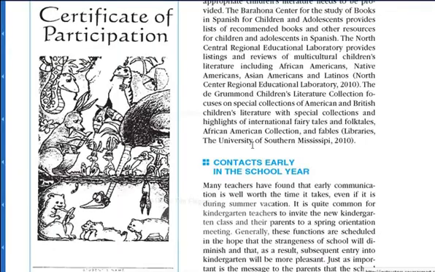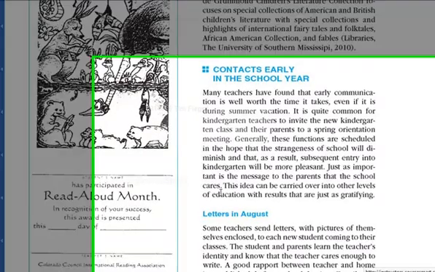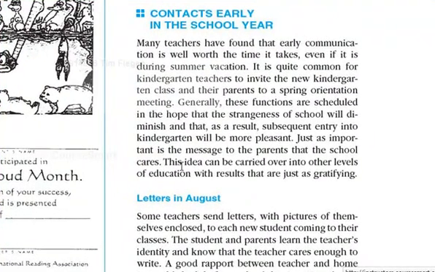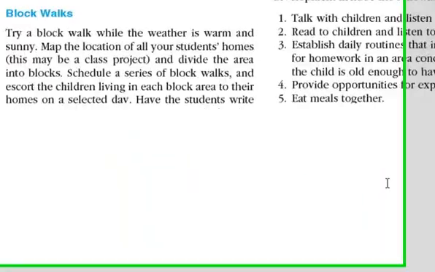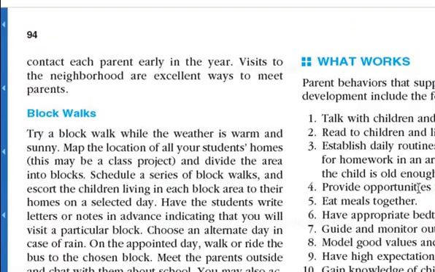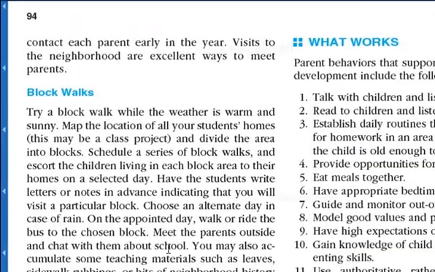Number 2 looks like this, and this is contacts early in the year. What you want to do is get acquainted, and we look forward to this each year, as the kids look forward to school, is that contact with a new teacher. Could it be a letter, a neighborhood visit, a block walk, that'd be interesting, bus trips, picnics. Oh, picnics, especially in a small community, would be fun.